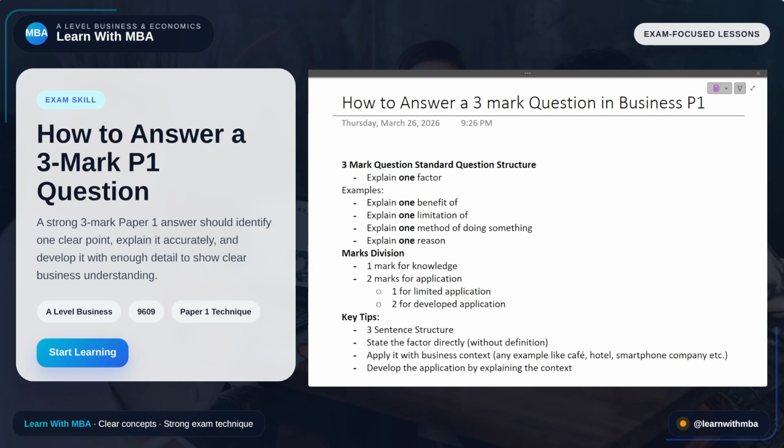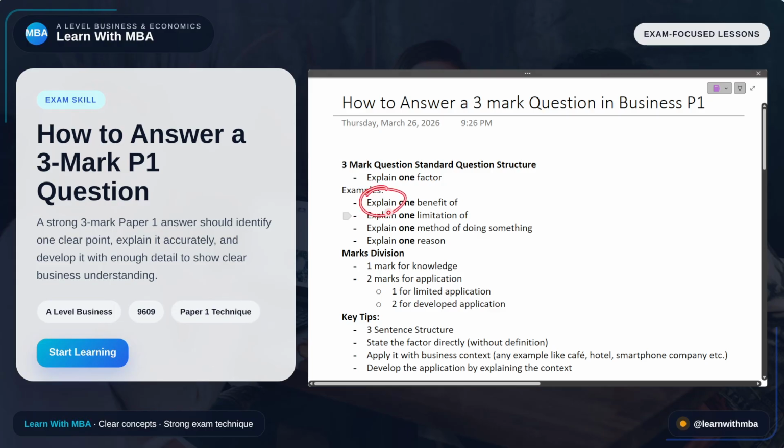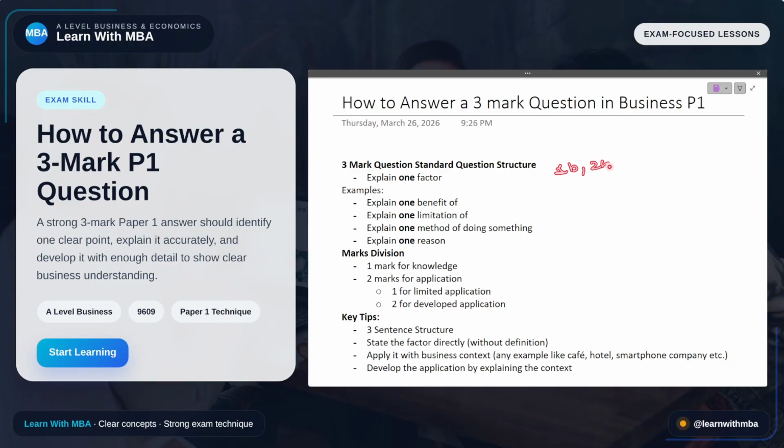So today we are going to learn how to answer a 3 mark question properly in a business exam, especially the common "explain one" type of questions. Whenever you encounter a question in Paper 1 which is an explain statement, the key word in this kind of question is "explain". You find it in your 1B, 2B and 3B. So there would be 3 mark questions tested in your Paper 1 exam.